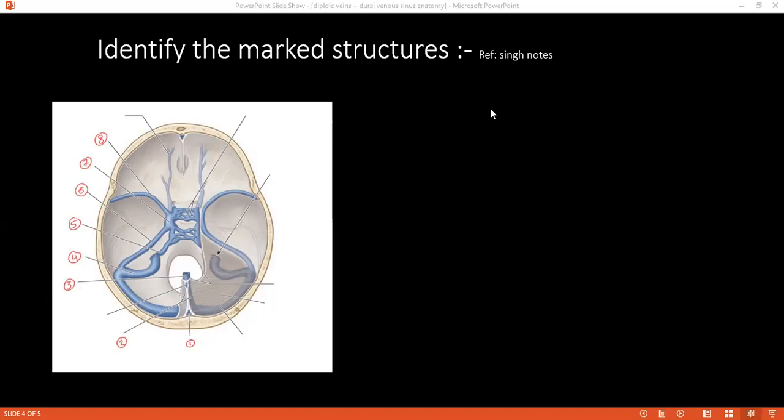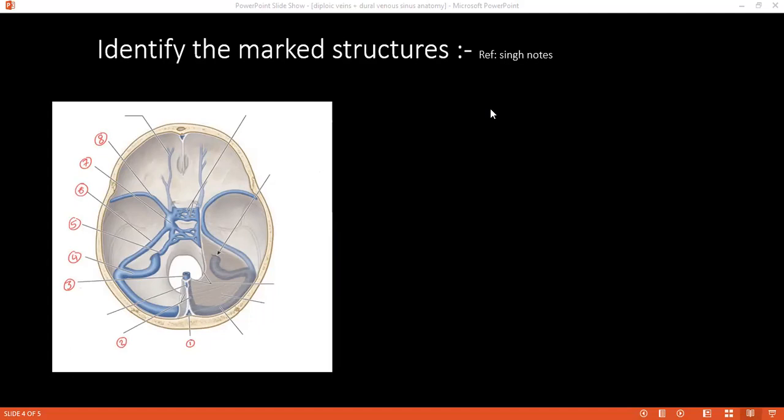Can you mention the paired ones? There are 6 paired. The cavernous sinus, superior petrosal, inferior petrosal, sigmoid sinus, and transverse sinus posteriorly, and this is sphenoparietal sinus. Where is the sigmoid sinus located, please? Sigmoid sinus is the 4th one, which continues as the internal jugular vein. Yes, but where is it located? In the floor of the posterior cranial fossa.